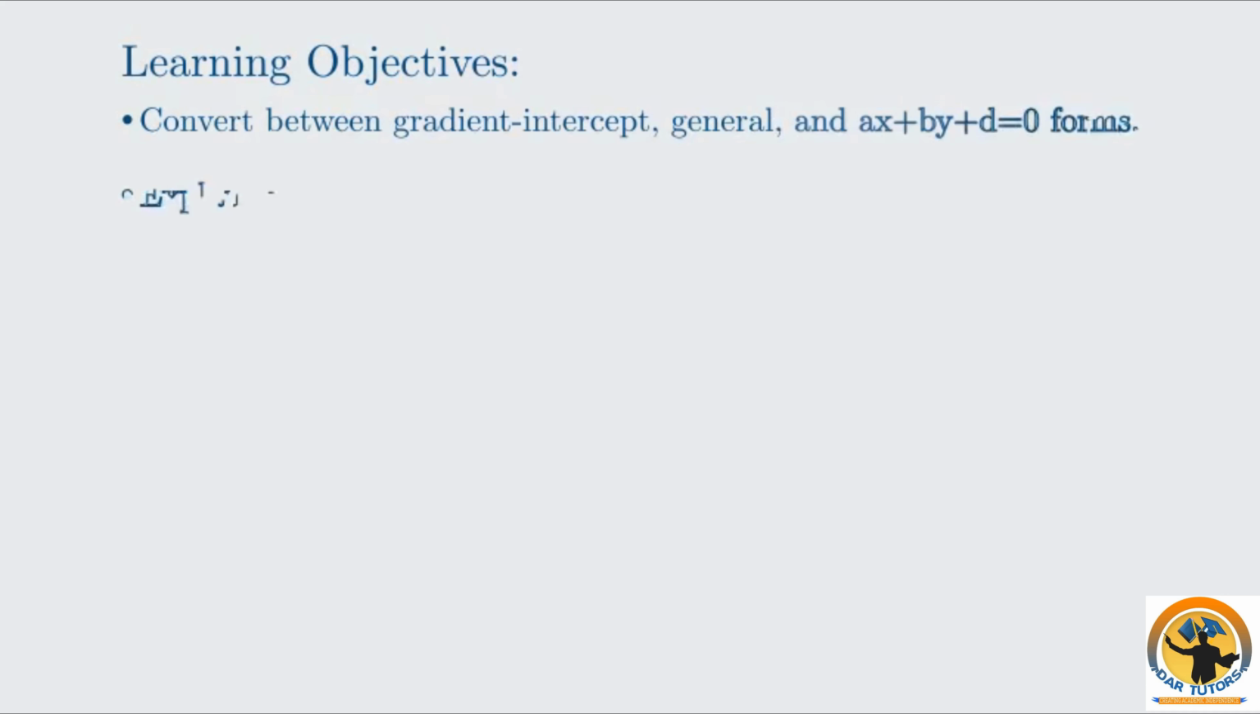So we've reviewed how to find the gradient and intercepts, learned the point gradient form, and applied it to find a line's equation. Now let's explore the other common forms of a linear equation. By the end of this section, you will be able to convert between these forms and explain the significance of the general form.